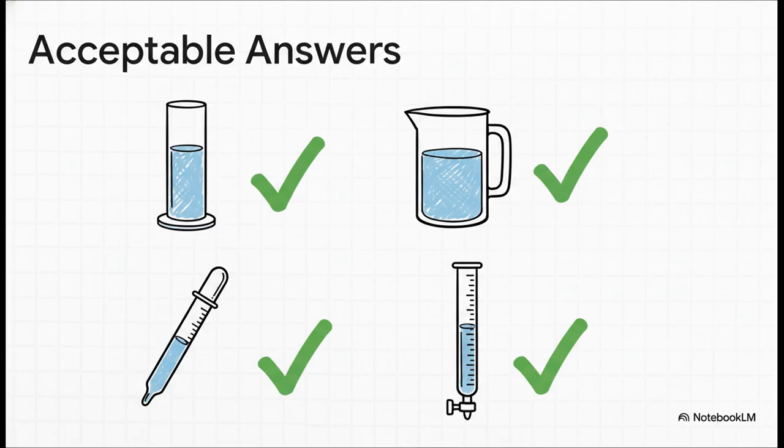And according to the mark scheme, you've actually got a few choices here. You could say a measuring cylinder, a measuring jug, a pipette, or a burette. Even though they all have different levels of precision, any one of them would get you the mark because they're all standard pieces of equipment for this task.